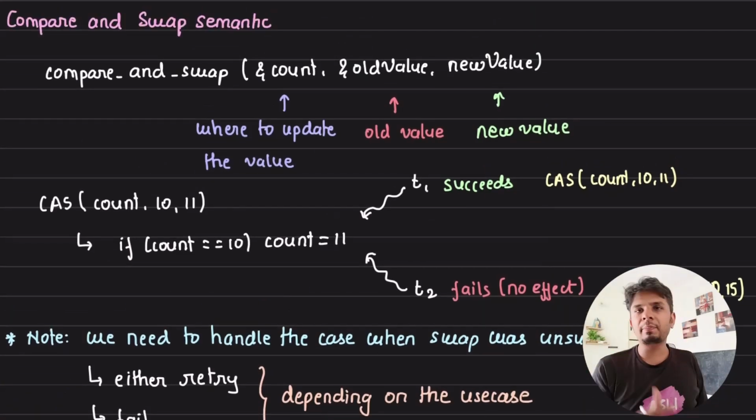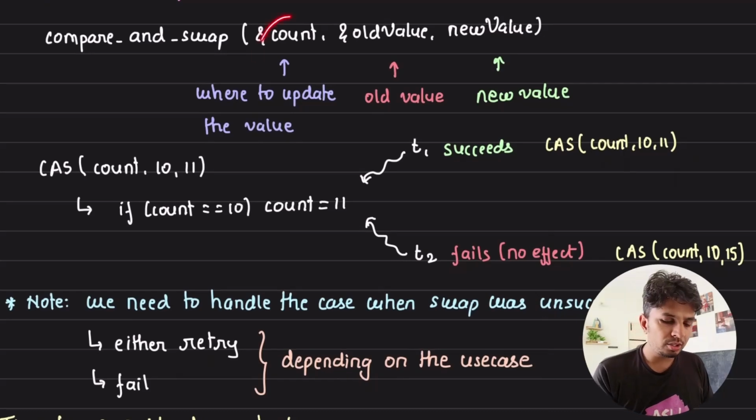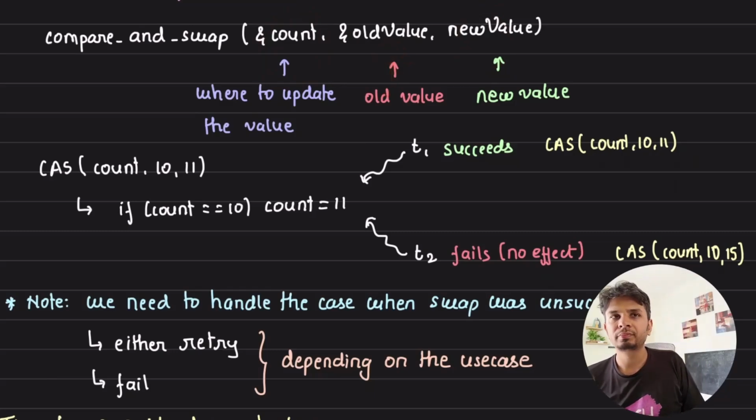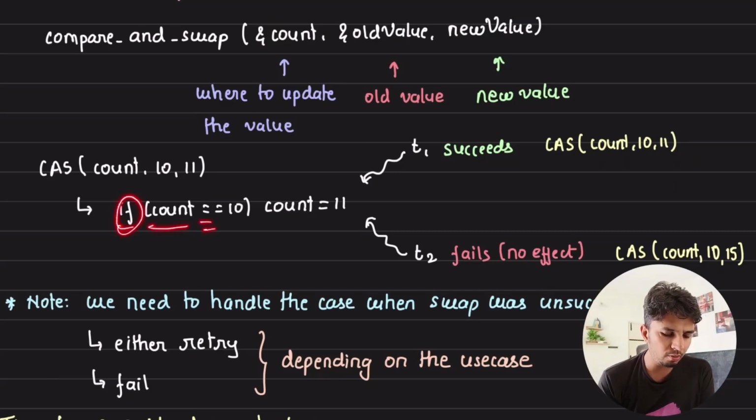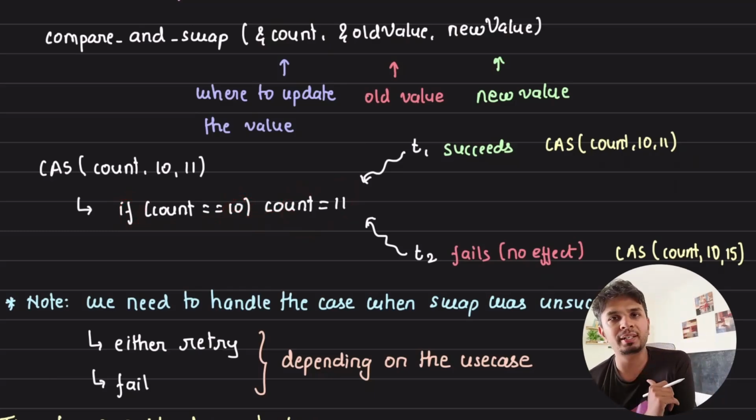With compare and swap semantics, it says that you set the value of count to a new value only if the current value is the old value. So on a high level, the pseudo code looks something like this. If count equals 10, then you set count equal to 11. Otherwise, don't set it. Right.